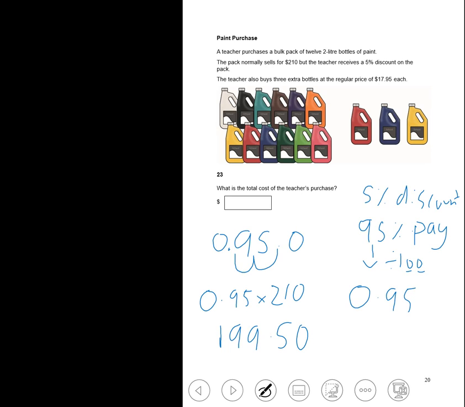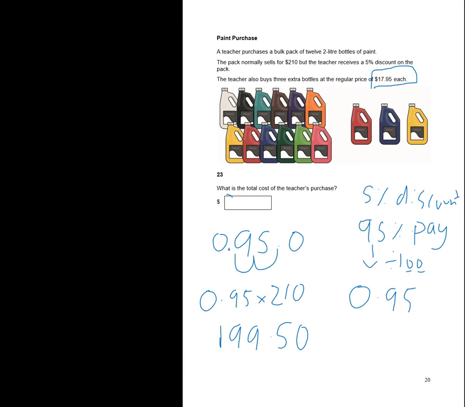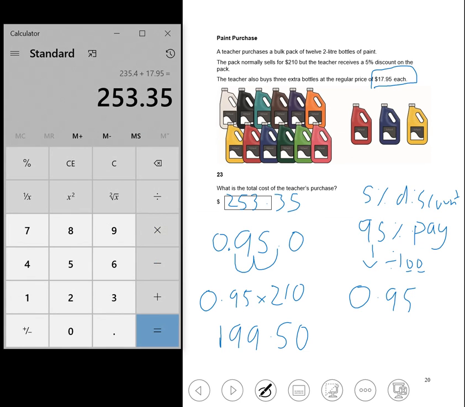$199.50. But then we've also paid 3 extra bottles of $17.95 each. So we just need to add 3 lots of $17.95. So I press, oops, let's go, we'll just start that again, $199.50. And now I'm going to add $17.95. Now as soon as I press equals, it will add 1 to it, as in 1 bottle of $17.95. Now I'll go 2, now I'll go 3. That's my answer. 253, I believe it said 35. It sure did.